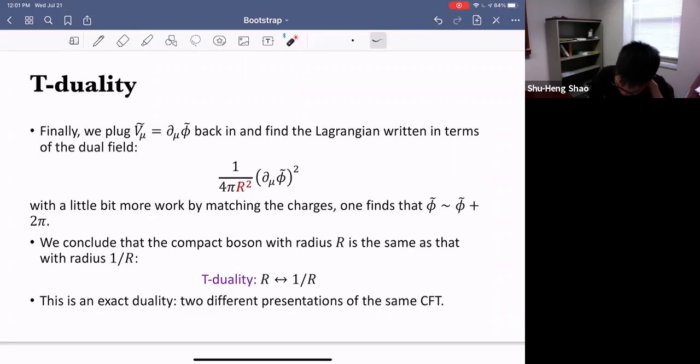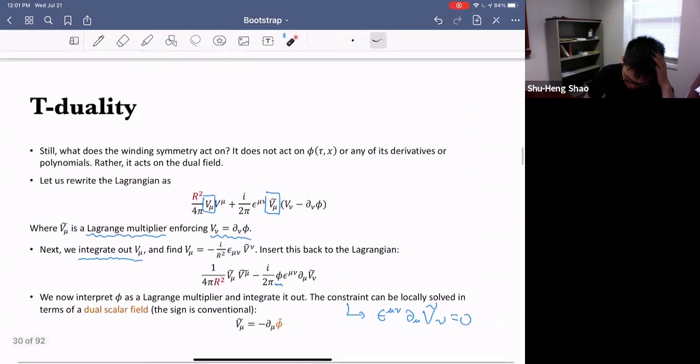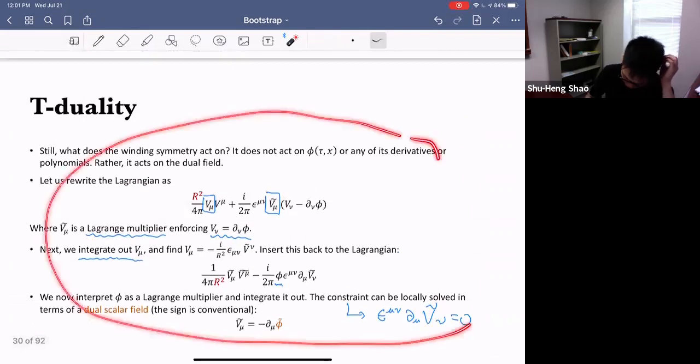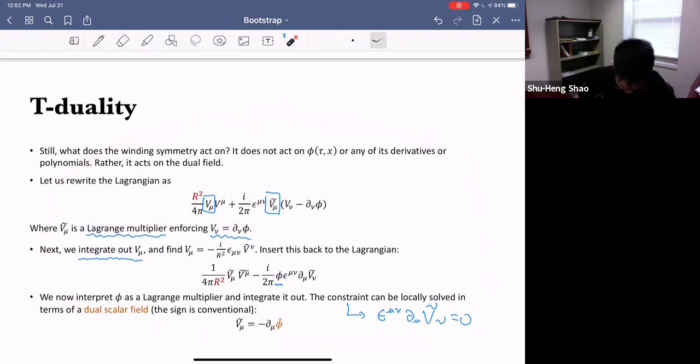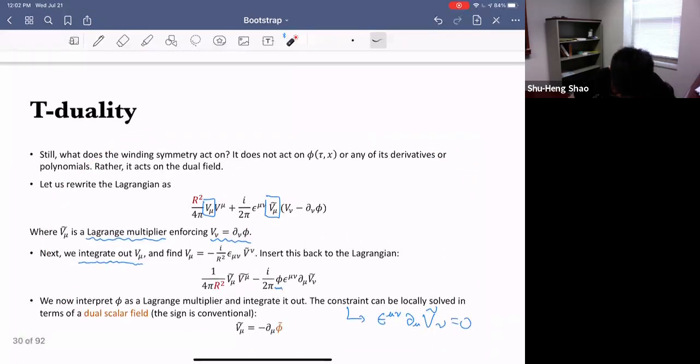And you can actually check that phi tilde... oops, missed a sign here. You can actually check that phi tilde is 2π periodic by matching the global winding charges. So what have we found? This slide is a little bit computationally intensive, so I went through it rather quickly, but it's actually quite fun to go through it slowly.